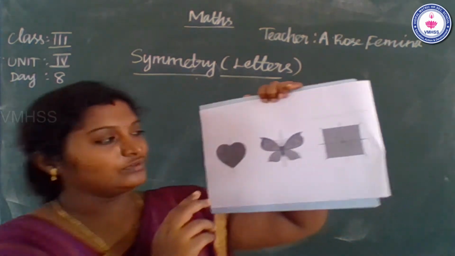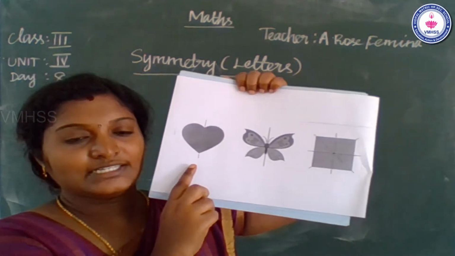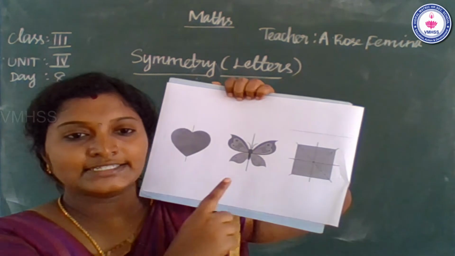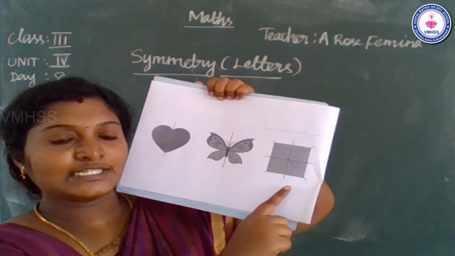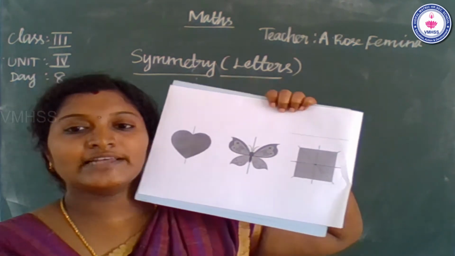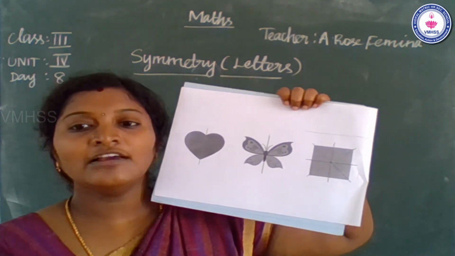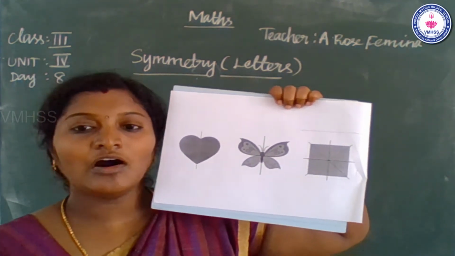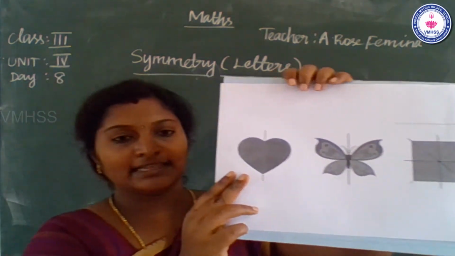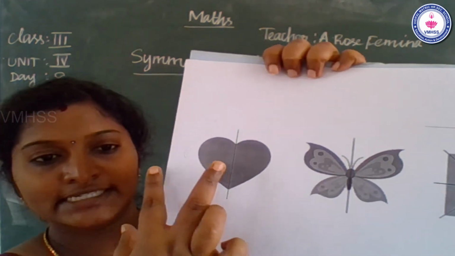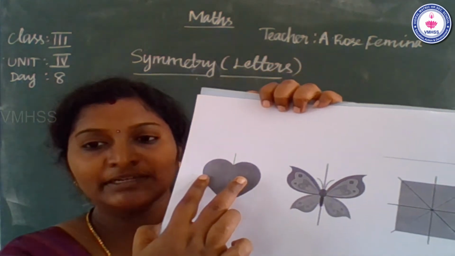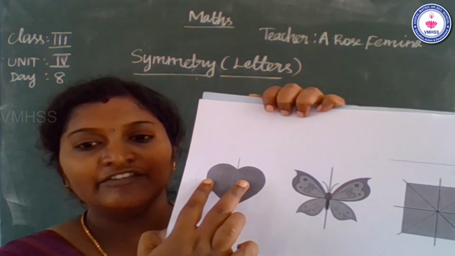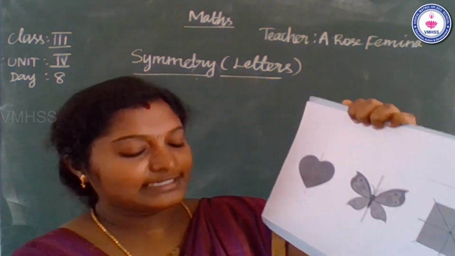What is the first shape? This is a heart. The second one is a butterfly, and the third one is a square. Something is symmetrical when it is the same on both sides. See the heart shape, same on both sides. A shape has symmetry if a central dividing line can be drawn. This line is the central line.